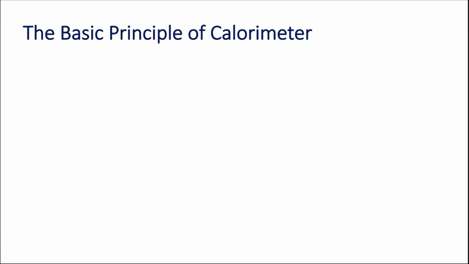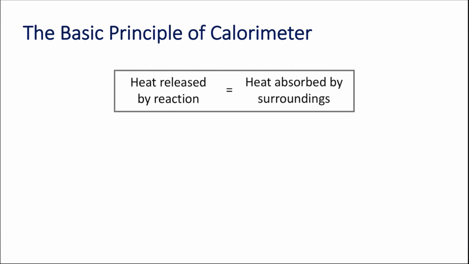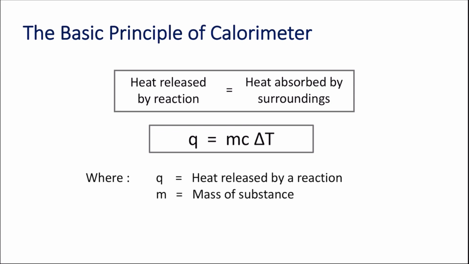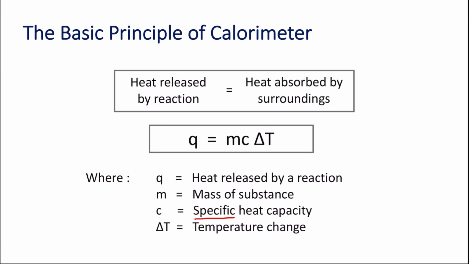So apa yang kita perlu faham based on the first point, heat released by the reaction equals to heat absorbed by the surrounding. So pastikan awak tahu beza antara sistem dan juga surroundings. Dan kita ada formula Q equals to mcΔT, di mana Q adalah heat released by a reaction, m adalah mass of substance, c adalah specific heat capacity sebab dia small letter c, ΔT adalah temperature change.